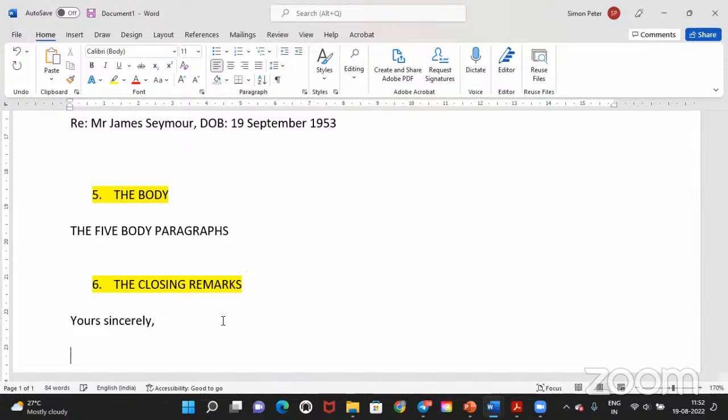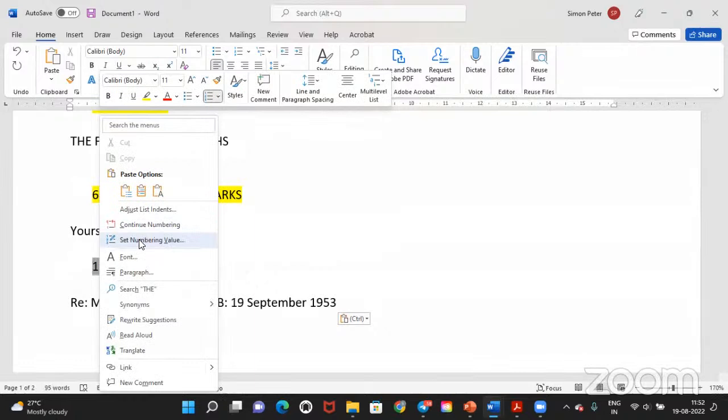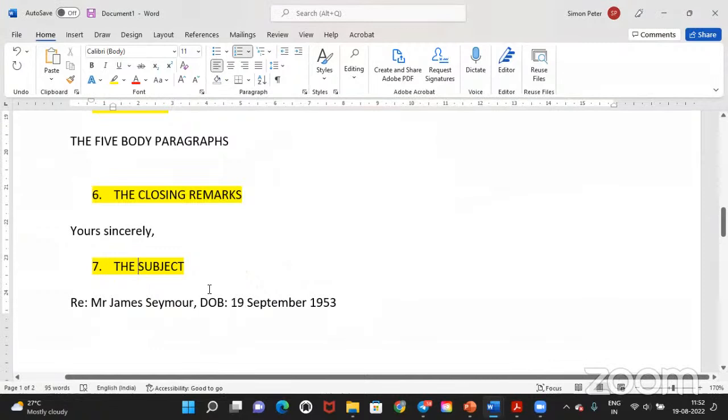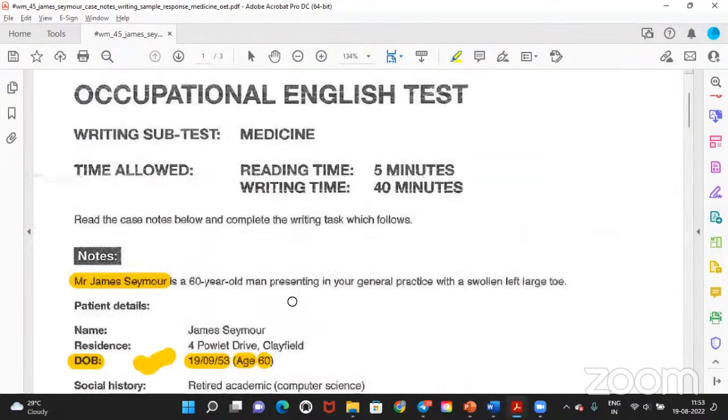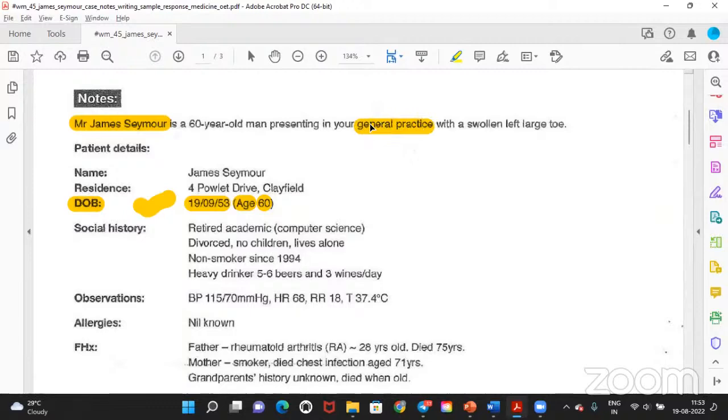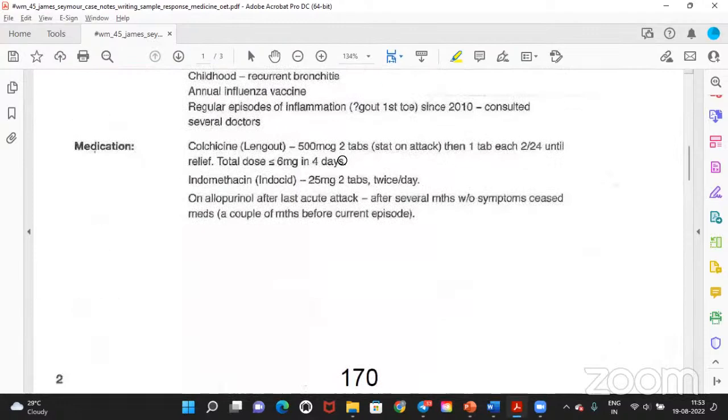The next one, the 7th one, is the sender's particulars. These are called labels, which I am giving you, yellow line or labels. So here, sender's particulars. Now, where will you get these sender's particulars from? You will get them from here. Okay, here it is not given. It's a general practice. So general practitioner, you can write general practitioner. If you are a nurse, write nurse, whatever it is.